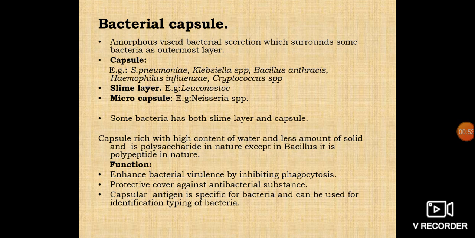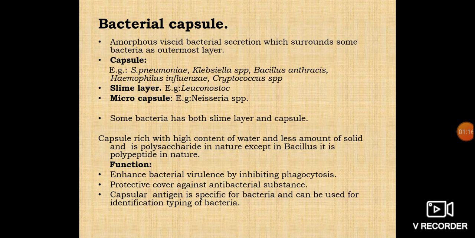Capsule producing bacteria are like Streptomyces, Klebsiella as well as Bacillus, Haemophilus and Cryptococcus. These are some examples which produce the capsule. And slime layer: slime layer means when the capsule is in a disorganized form. That means it won't give a proper shape, then it is called the slime layer. A slime layer is produced by Leuconostoc.